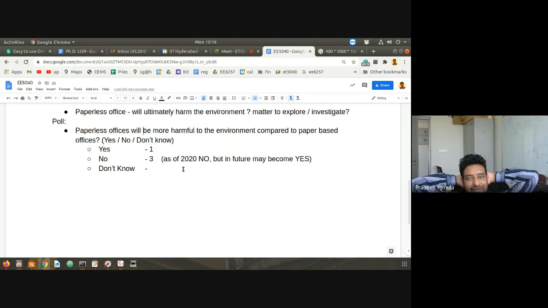Ultimately, if everybody sits in their respective houses and does meditation, then the environment will be less harmed. But we can't do that. We have to study, conduct exams and do our office work. So now we are saying, for the same amount of work, which option do you want to support?